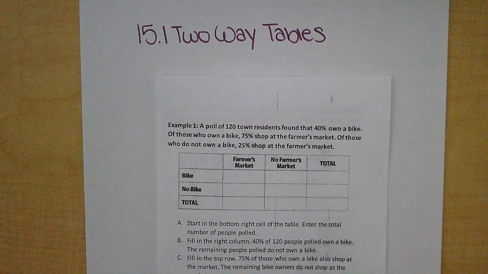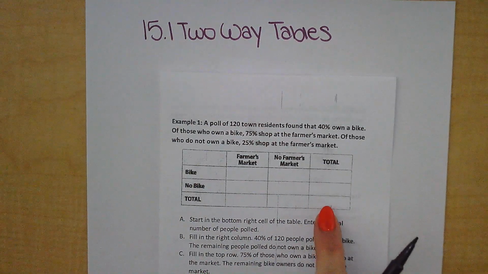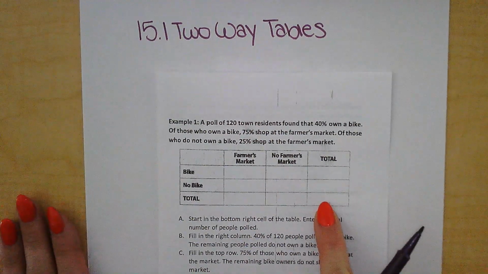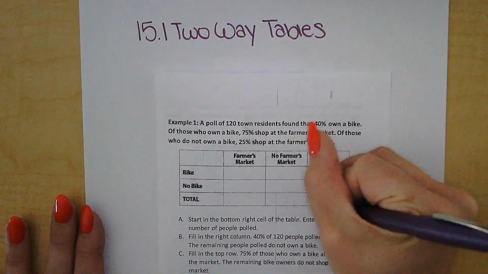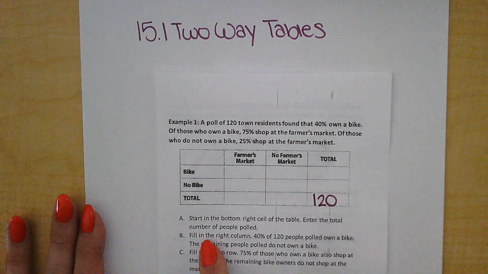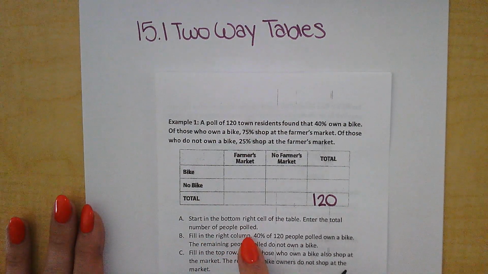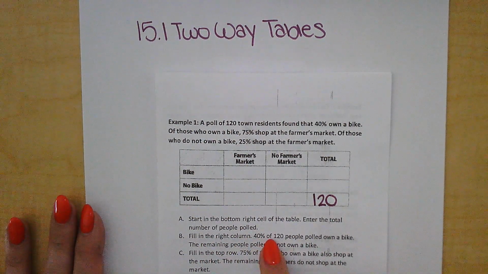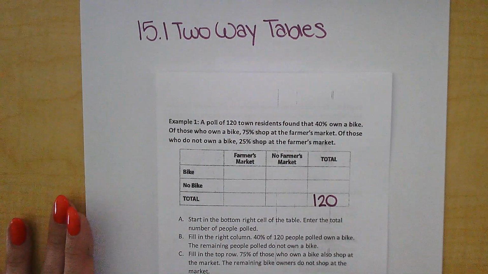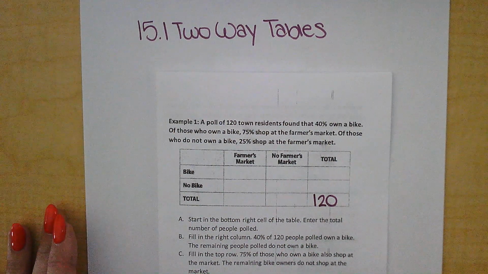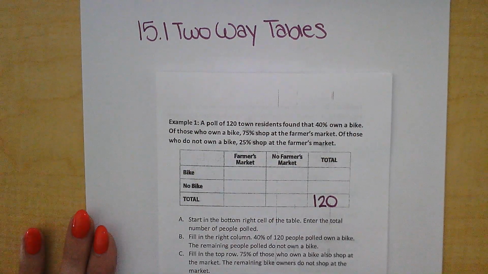So we're going to start in the bottom right cell over here, and we're going to enter the total number of people polled, which was 120. Next, we're going to fill in the right column. So 40% of 120 people polled owned a bike. So we need to do 40% of 120.